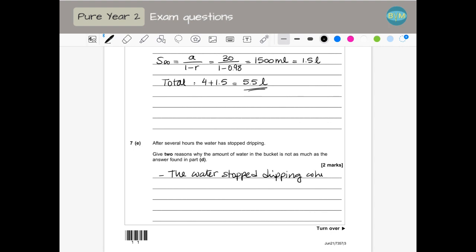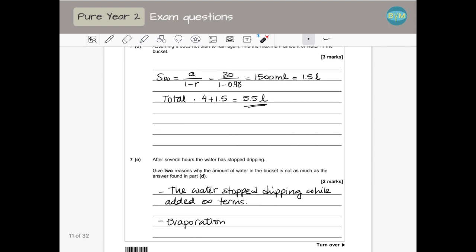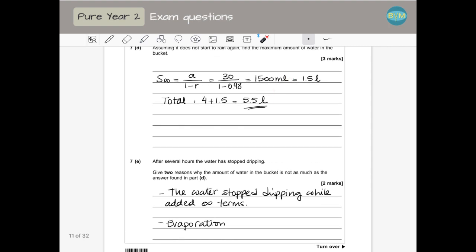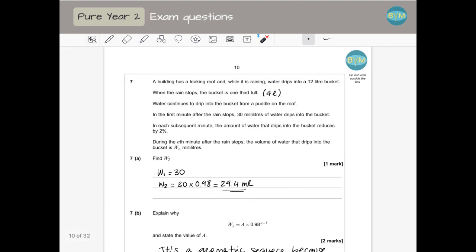The other could be, for example, evaporation. The water in the bucket is not just coming in; it could be going out because of evaporation. And that's all with this question.